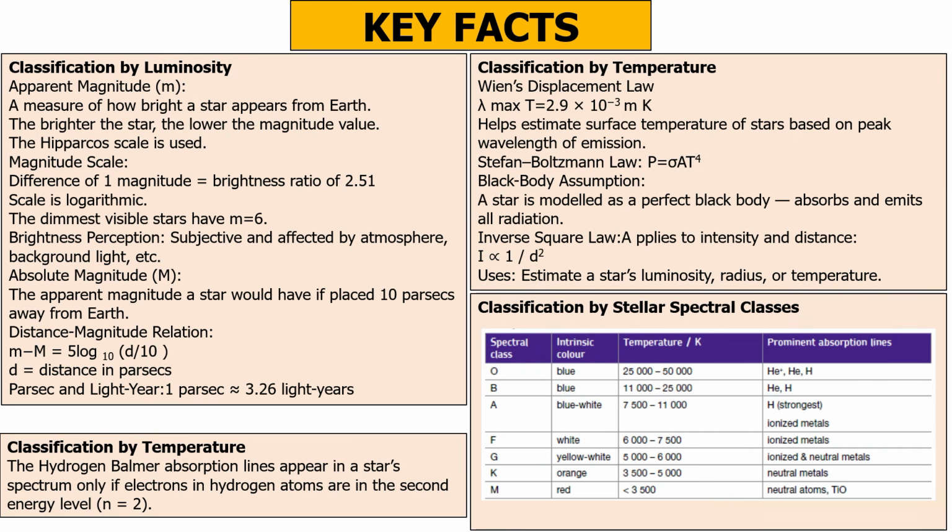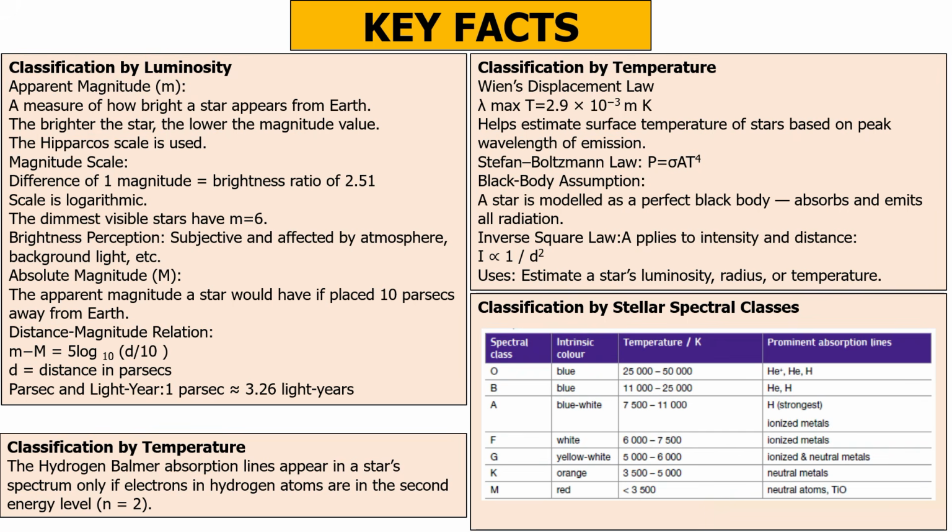Now absolute magnitude is the apparent magnitude a star would have if it was placed 10 parsecs away from the Earth. This leads to our relationship of m minus M equals 5 log d over 10, where d is our distance in parsecs. Now the conversion between parsecs and light years is that 1 parsec is 3.26 light years.